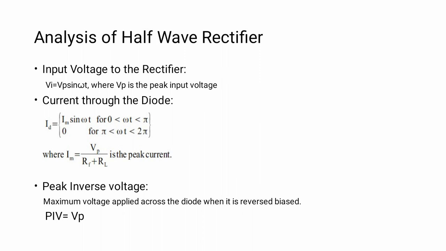Thus, the maximum voltage which appears across the diode is equal to the peak value of the secondary voltage, which is basically Vp. So, in case of half wave rectifier, the PIV, which is peak inverse voltage, is equal to Vp. In case of full wave rectifier, this will have another value.